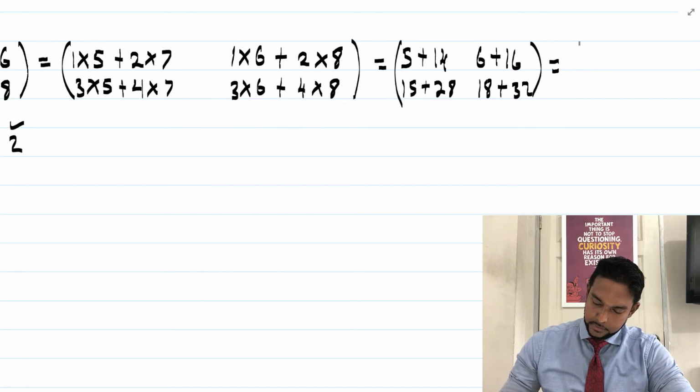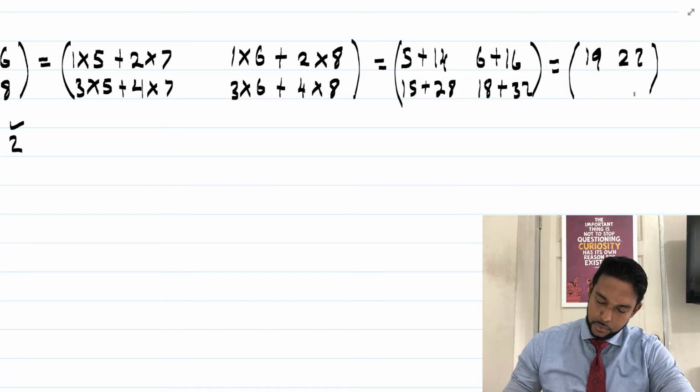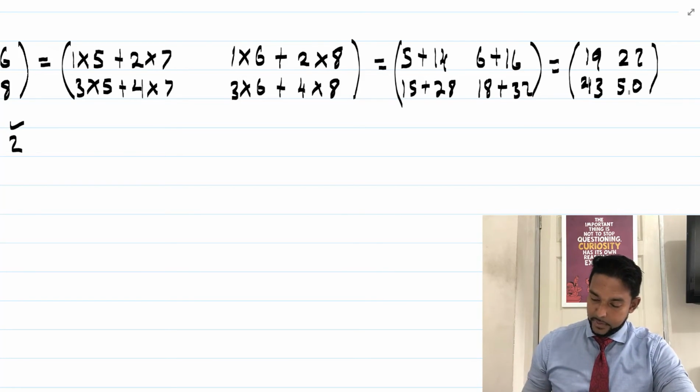All right. So 5 and 14 will give us 19. 6 and 16 is 22. 15 and 28 is 43. 18 and 32 is 50. And that is a 2 by 2 matrix.